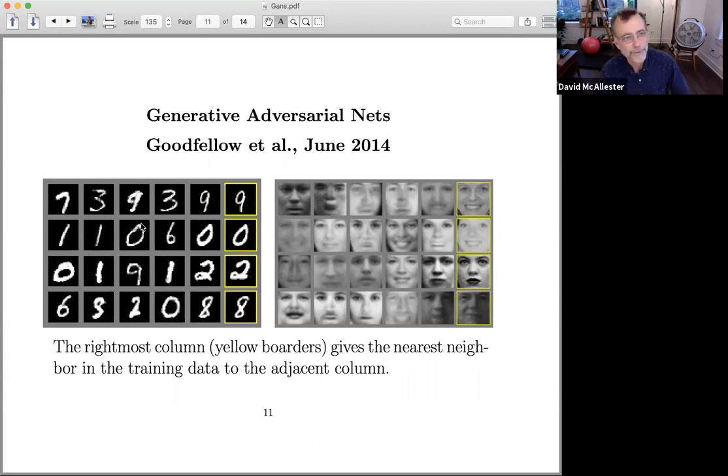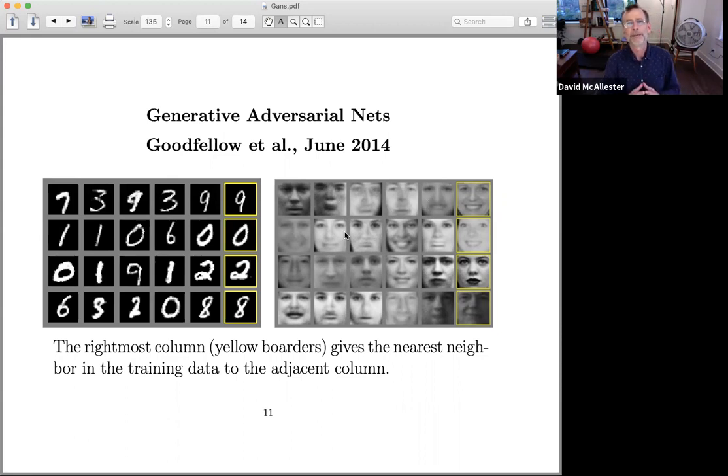So we've used the GAN to model the probability distribution over handwritten digits. What we're seeing here is samples from the generator of handwritten digits. And here we're seeing samples. This was also done for faces. Here we're seeing samples from the generator of faces.